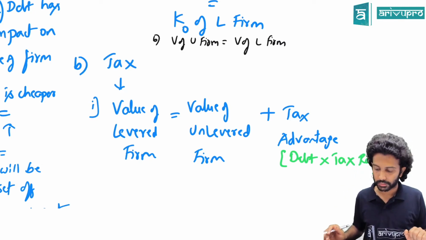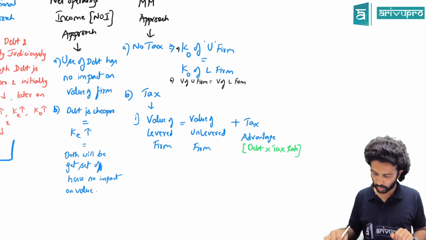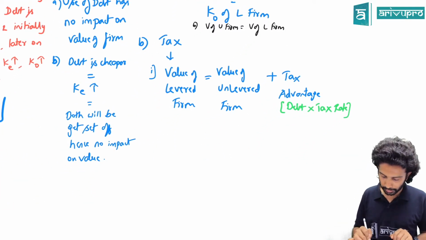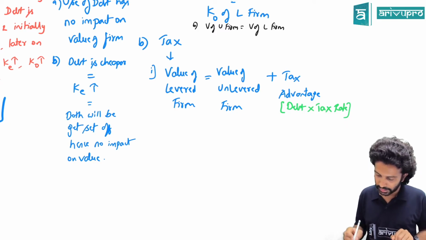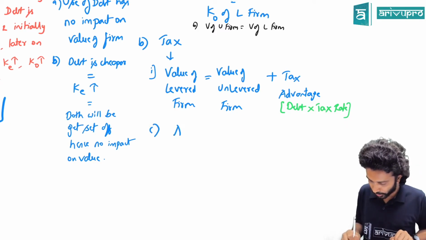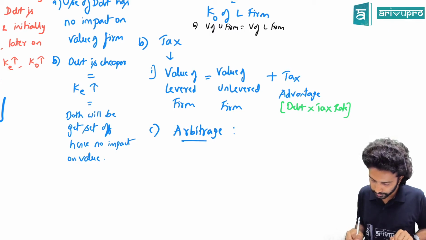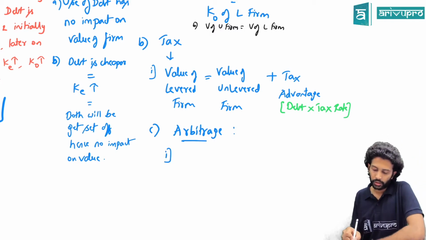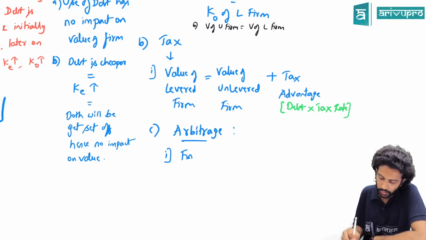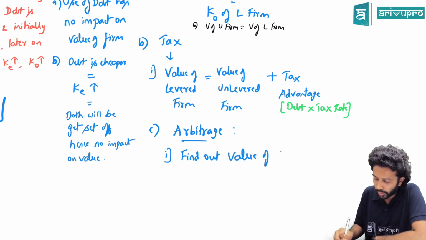Anything else? Arbitrage process is there. We also discussed the arbitrage process. So much we can't write, so we will just write it in short. What can we write for arbitrage? One, find out the value of the U and L firm.